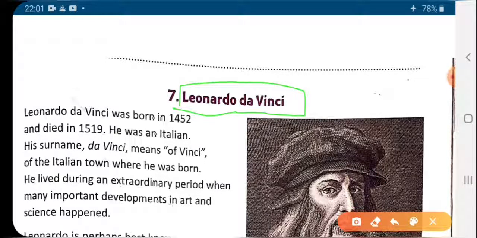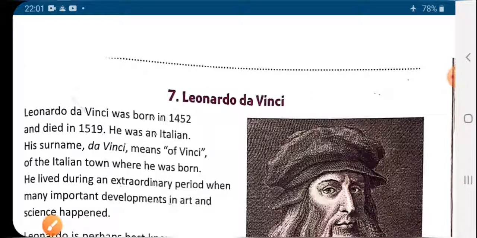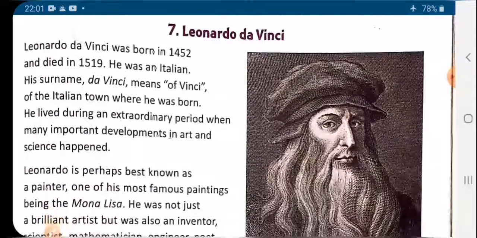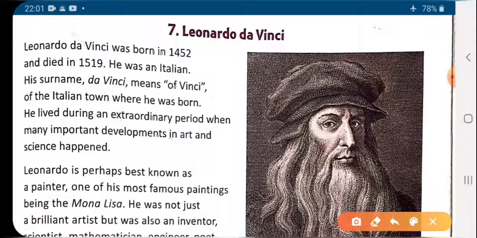Leonardo da Vinci. I hope you have heard the name of Leonardo da Vinci earlier also. You can see the picture. This picture is of Leonardo da Vinci. So let's read about him. Okay.